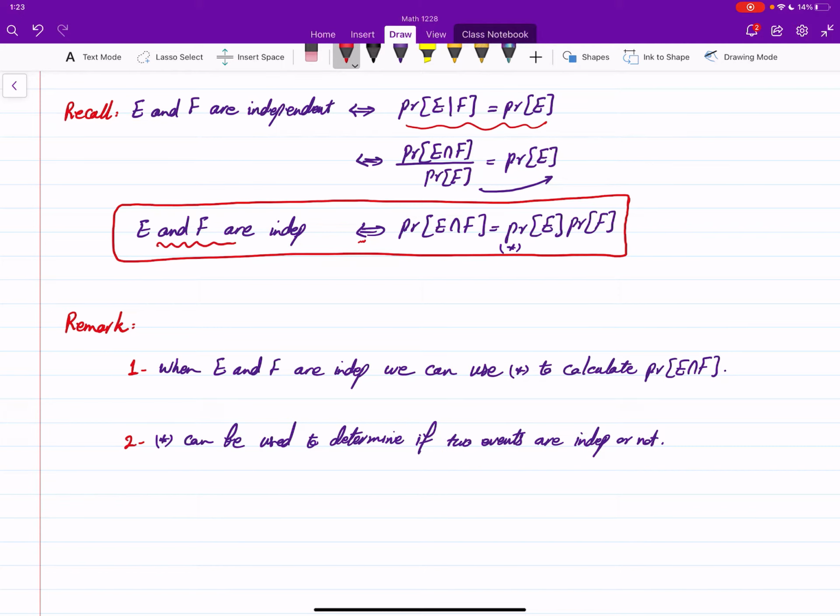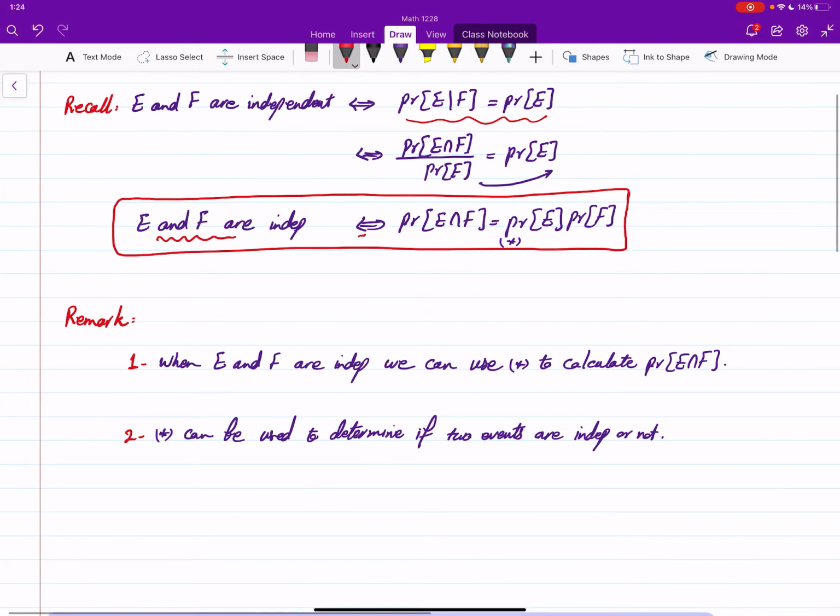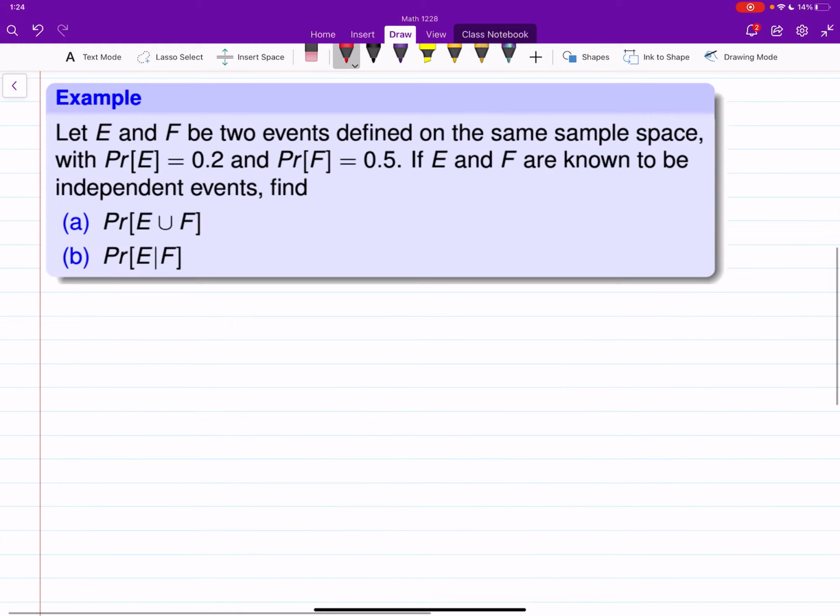So that means that, yes, star gives you a two-fold tool. One, you can use it to find the intersection. The other is to use it to check if two events are independent or not. Let's see this in an example, or maybe two examples.